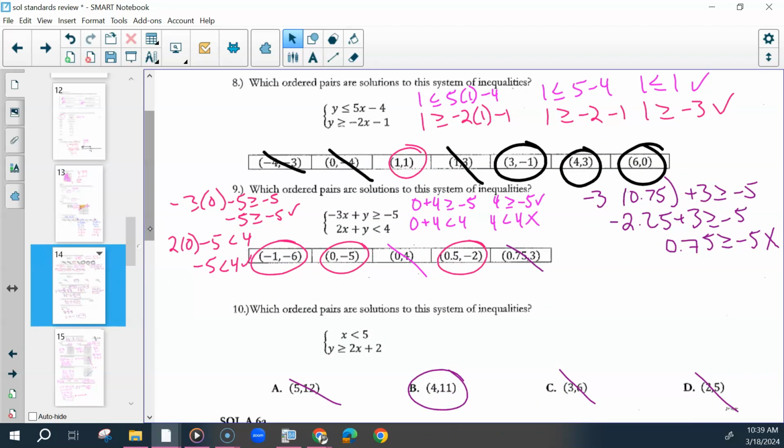Ignore the stuff I have written down. I'm just checking certain answers. But the answers to number 8 were 1, 1, 3, negative 1, 4, 3, and 6, 0. And then for number 9, negative 1, negative 6, 0, negative 5, 0.5, negative 2. And 10 was B.